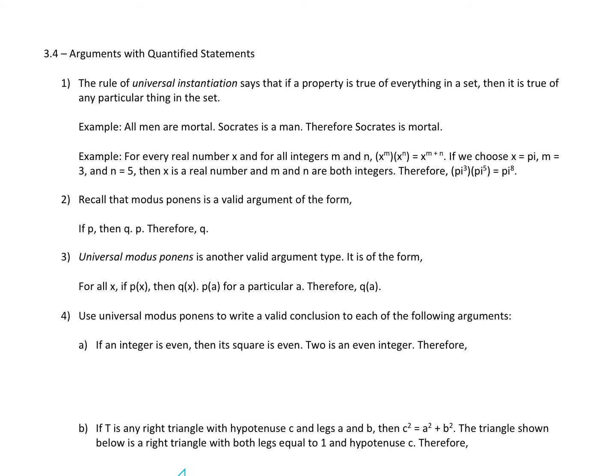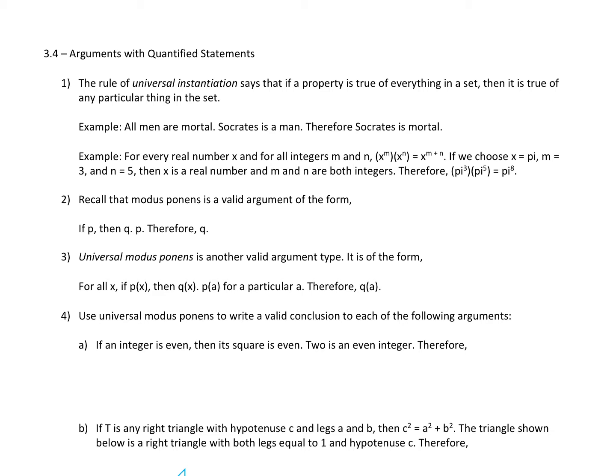The rule of universal instantiation says that if a property is true of everything in a set, then it is true of any particular thing in the set, any particular instance. So the root word of instantiation is instance. So if it's true for all things, it's true for any particular instance.